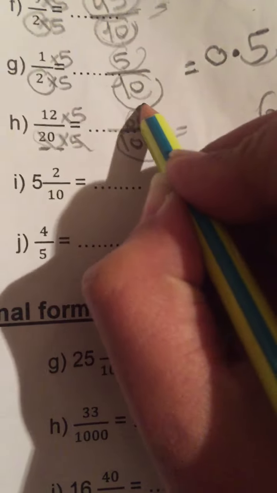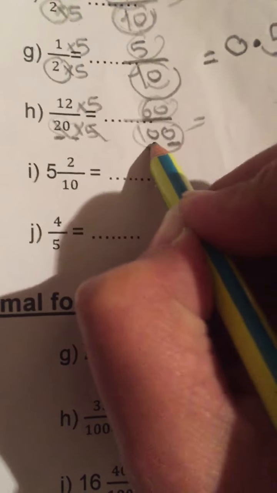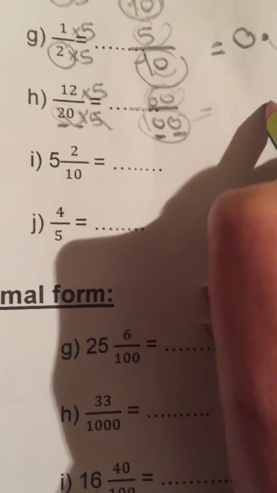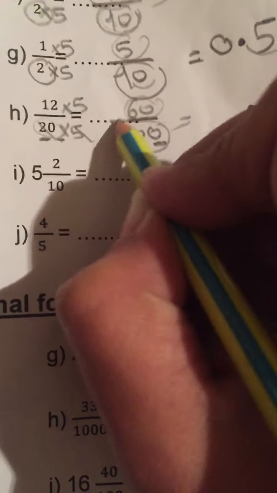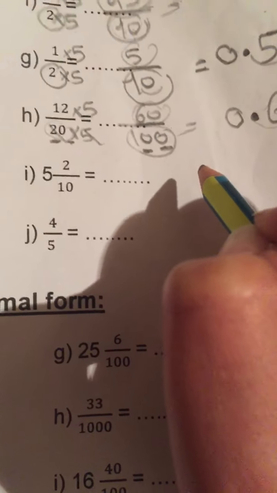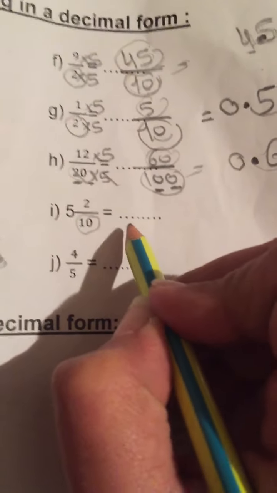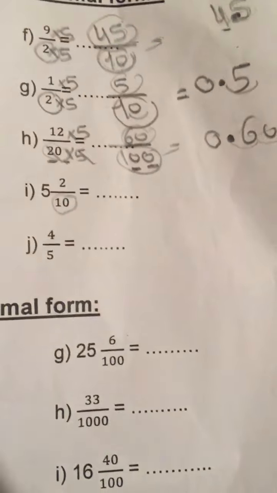So now I put the numerator as it is and jump 2 times this time because I have 2 zeros in the denominator. 1, 2, and then stop. I have no whole number here, so my whole number is going to be 0. Here there is no problem. The denominator is already 10, so I have no problem.